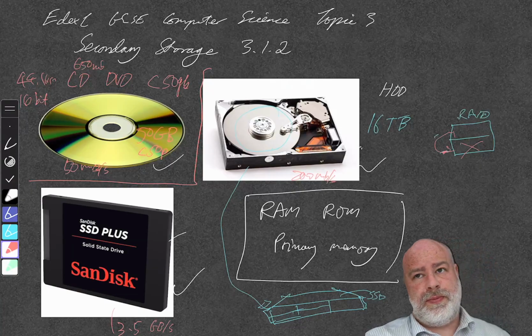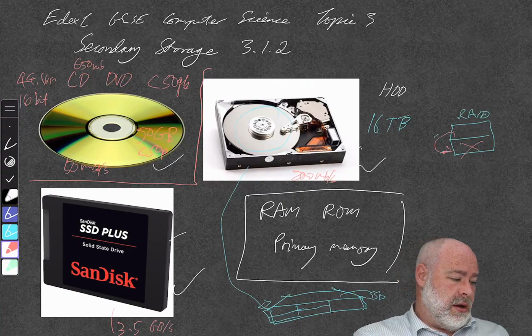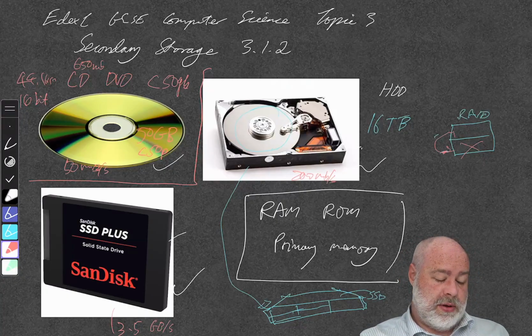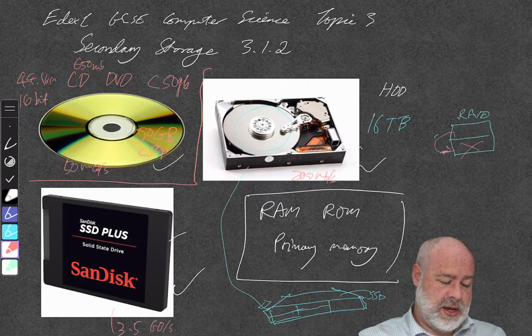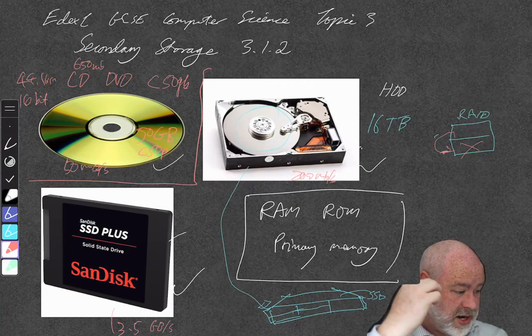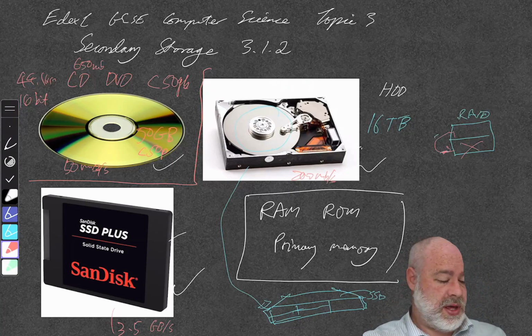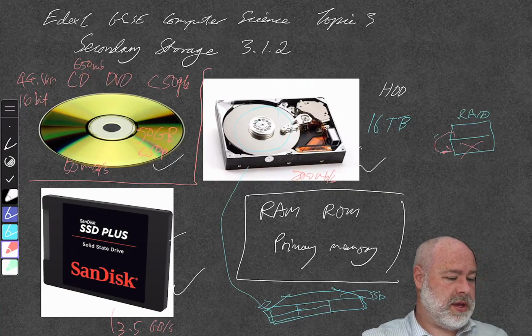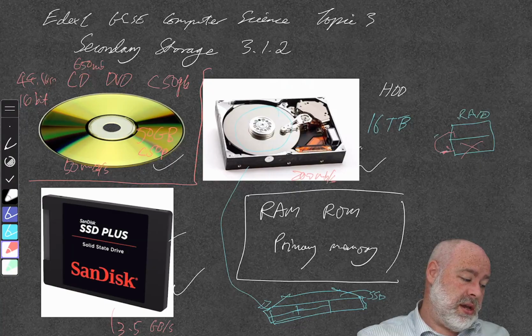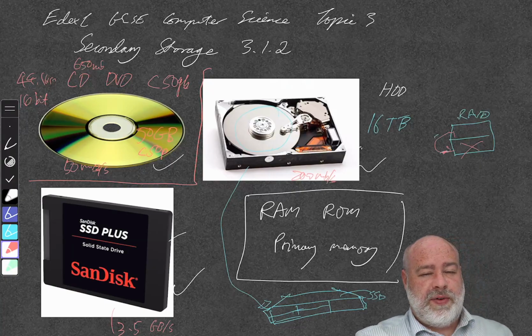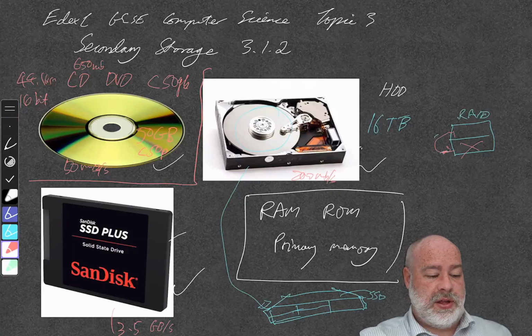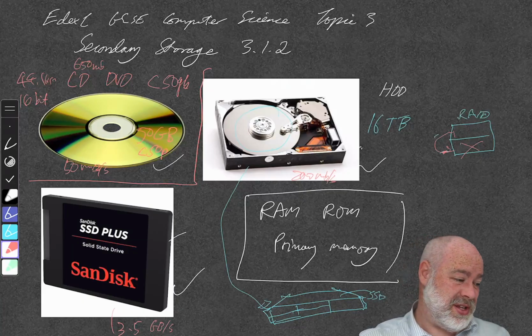What's the problem with them? Well, they are relatively slow compared to other storage mediums. And they also are susceptible to scratches. If you expose them to sunlight too much, they could degrade over time as well, and they're potentially fragile. And they've certainly fallen out of favour in relation to things like cloud storage in recent years.